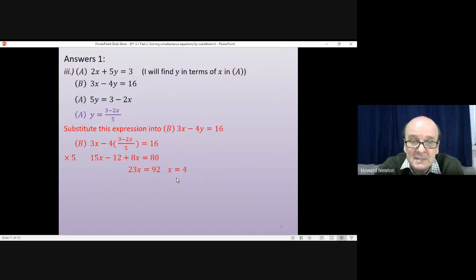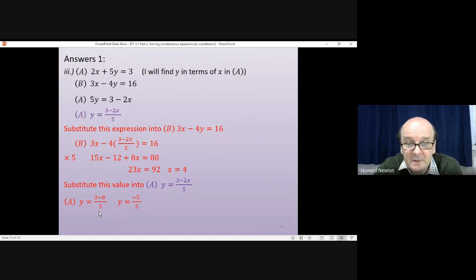Once I've found x, I substitute that value back into the equation that I worked out, y equals 3 minus 2x divided by 5. So substituting 4 into that equation will give me y equals 3 minus 8 divided by 5, because x is 4. 3 minus 8 is minus 5, so I'll have minus 5 divided by 5. Minus 5 divided by 5 is minus 1. And that is the answer. So the answer to this question would be x equals 4 and y equals minus 1.